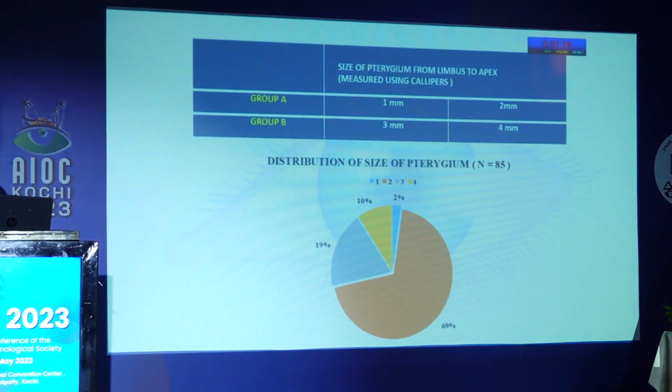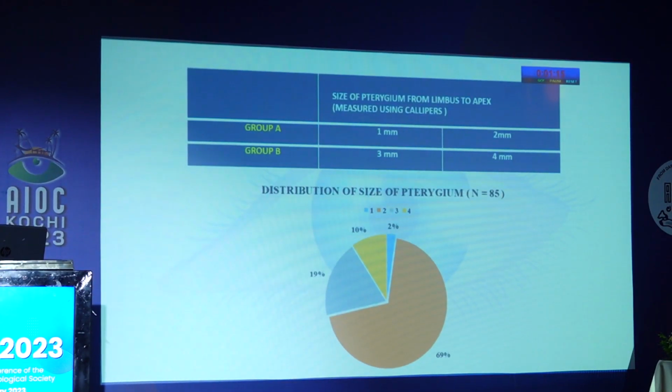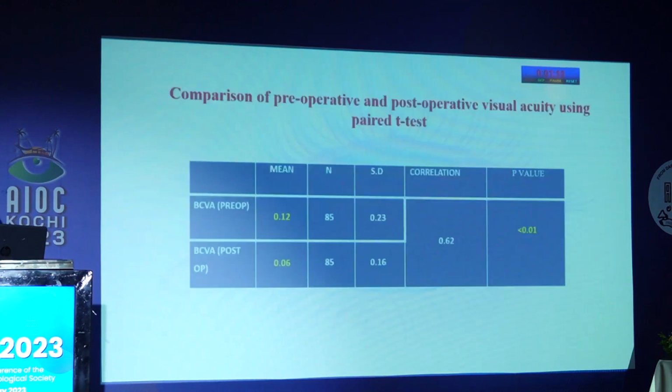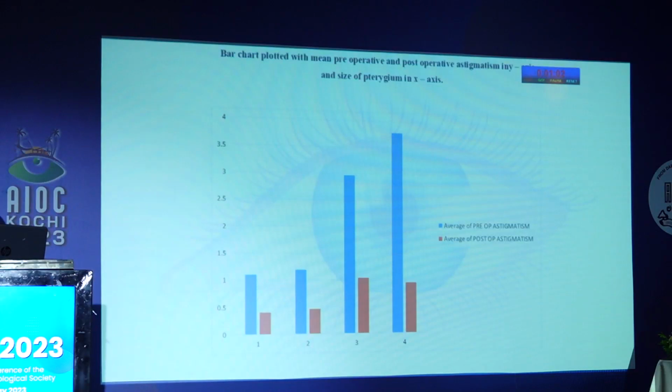We divided the group into two, depending on the size of the pterygium. Group A included patients with 1 and 2 mm pterygium, and Group B included patients with 3 and 4 mm pterygium. And we compared the best corrected visual acuity, corneal astigmatism, and higher order aberration.